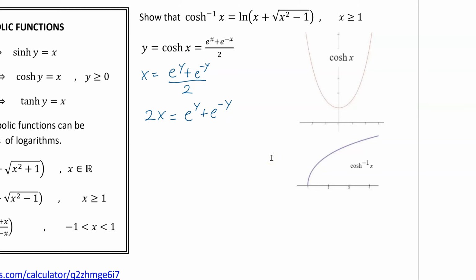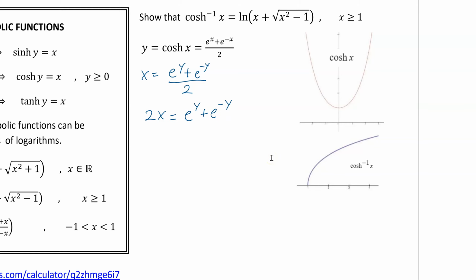Now if we substitute u for e to the y, we get this. If you look at it, we see a is 1, b is negative 2x, and c is equal to 1. It's our quadratic. And so we say that e to the y, which is our u, is equal to, and we do our normal quadratic formula, which is negative b, so 2x, plus or minus the square root of b squared minus 4ac, all over 2a.